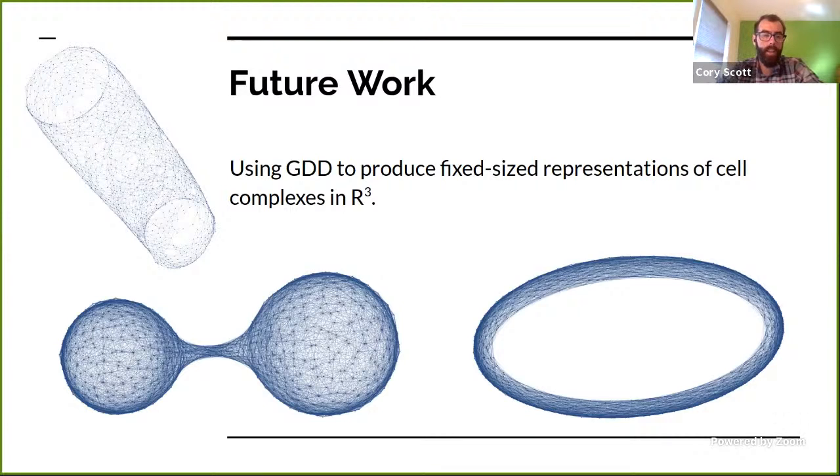There's a long tube, this barbell shape, and a torus. For anyone that isn't familiar with the term, a cell complex is basically a bunch of manifolds, which you can think of as lower dimensional objects in R3. A cell complex is a bunch of those, along with information about how they're glued together.